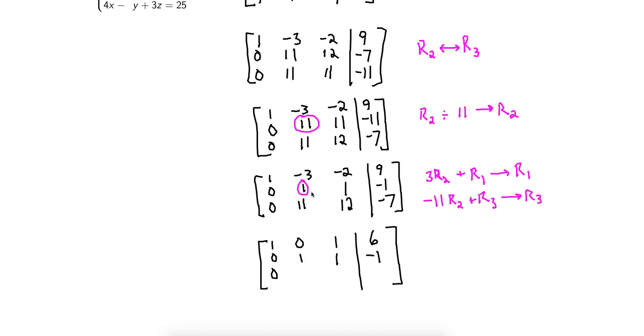Now, -11 times 1 is -11. Plus 11 is 0. So now we've set the second column. -11 times 1 is -11. -11 plus 12 is 1. So that's nice. And then -1 times -11 is 11. 11 plus -7 is 4.